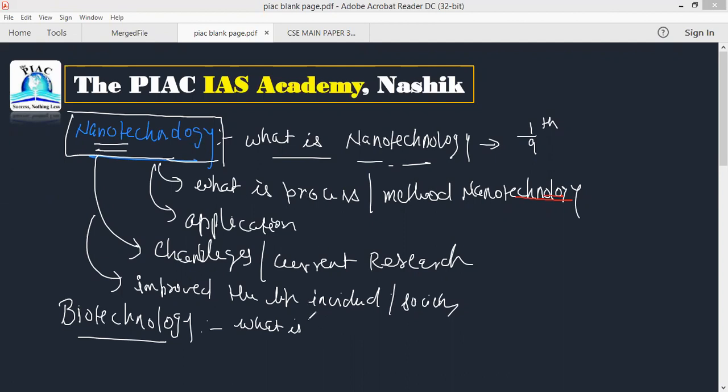So what is biotechnology, and how has it been applied? The application part is important. What developments are going on in biotechnology? In which fields does biotechnology have its applications? What are the challenges in front of biotechnology? What are the drawbacks? What is the future of biotechnology? All this you have to do in this sense. So these are the technologies that we have seen.